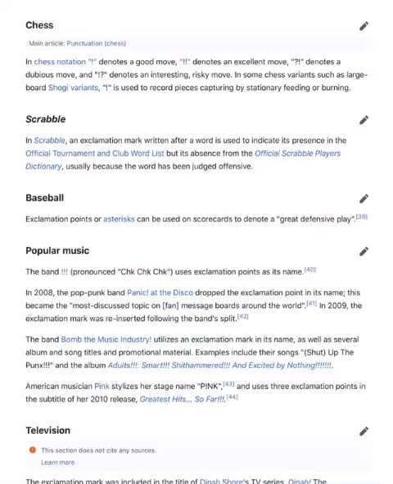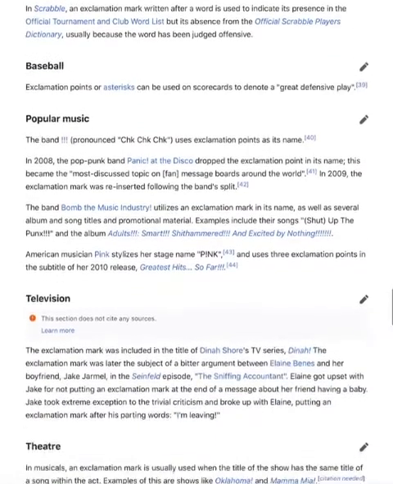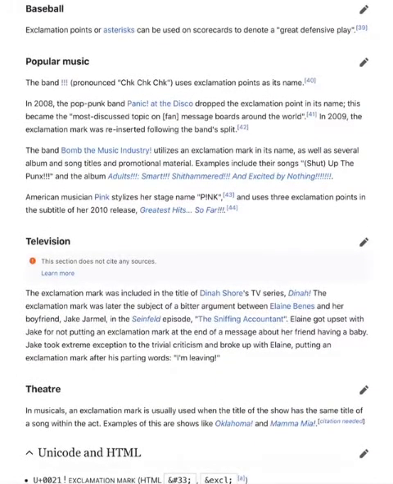Scrabble. In Scrabble, an exclamation mark written after a word is used to indicate its presence in the official tournament and club word list, but its absence from the official Scrabble players dictionary, usually because the word has been judged offensive. Baseball. Exclamation points or asterisks can be used on scoreboards to denote a great defensive play.